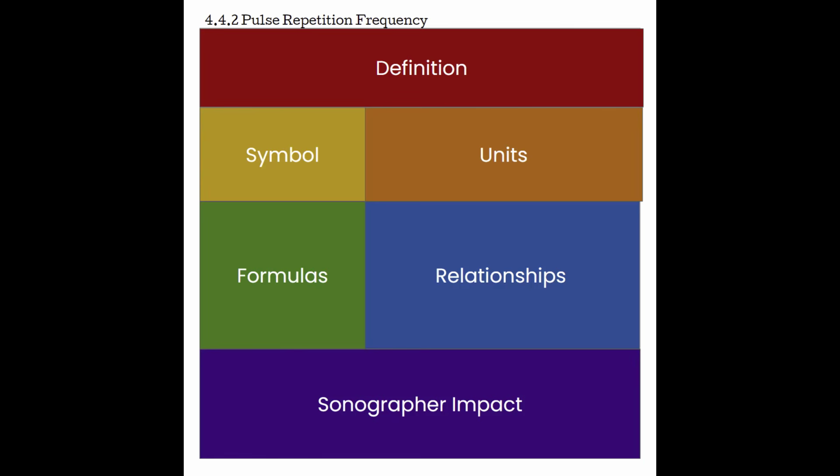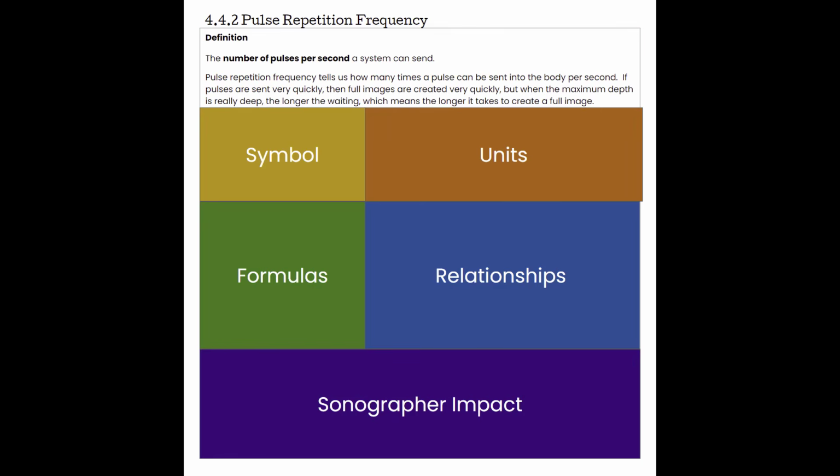Let's jump over then to pulse repetition frequency. Pulse repetition frequency is the number of pulses per second a system can send. So pulse repetition frequency is going to tell us how many times a pulse can be sent into the body per second.